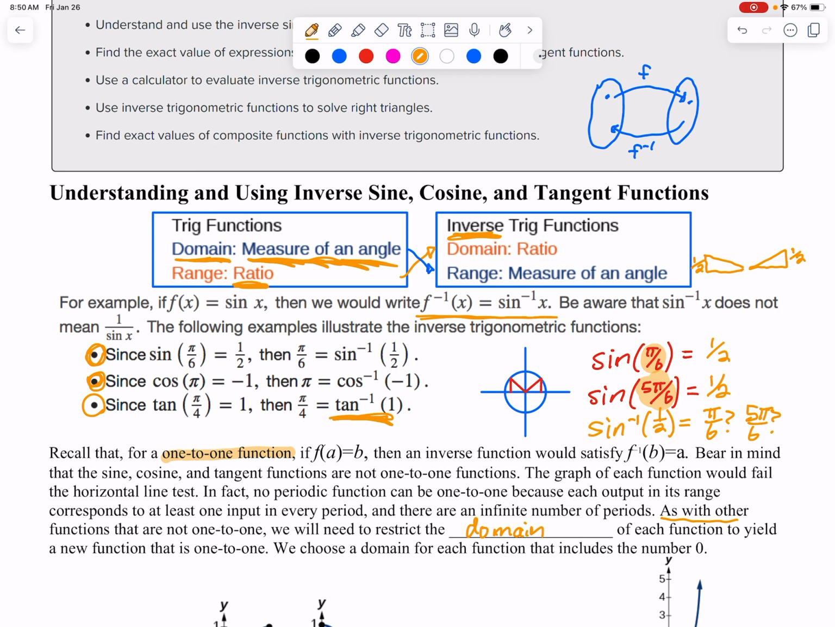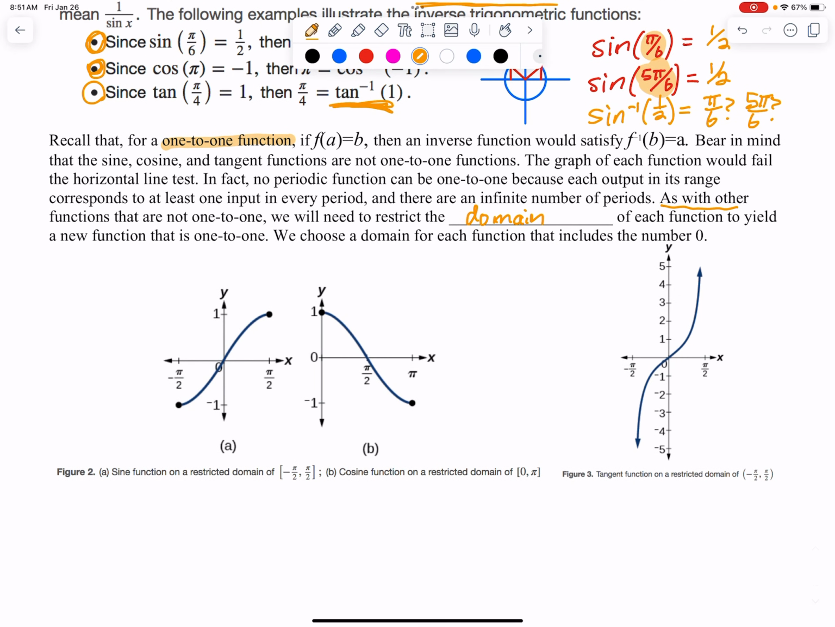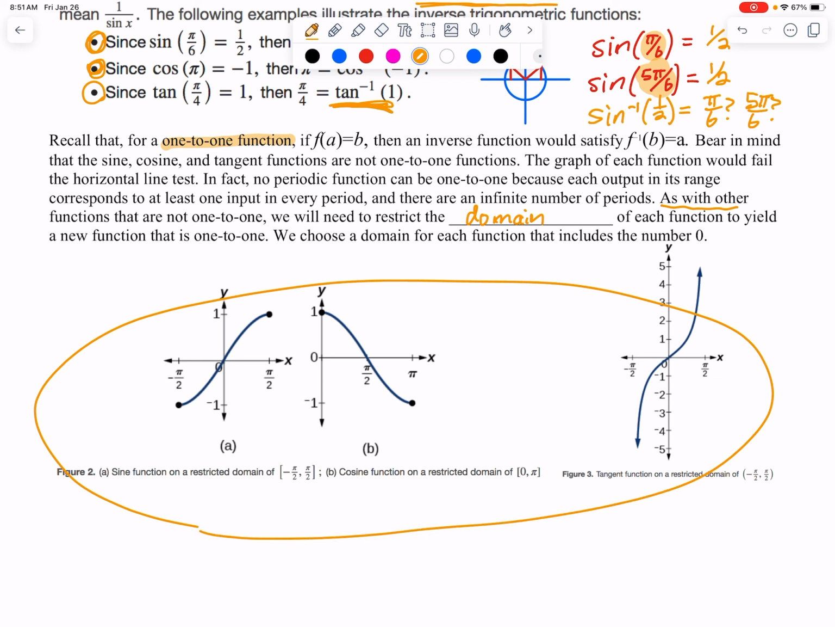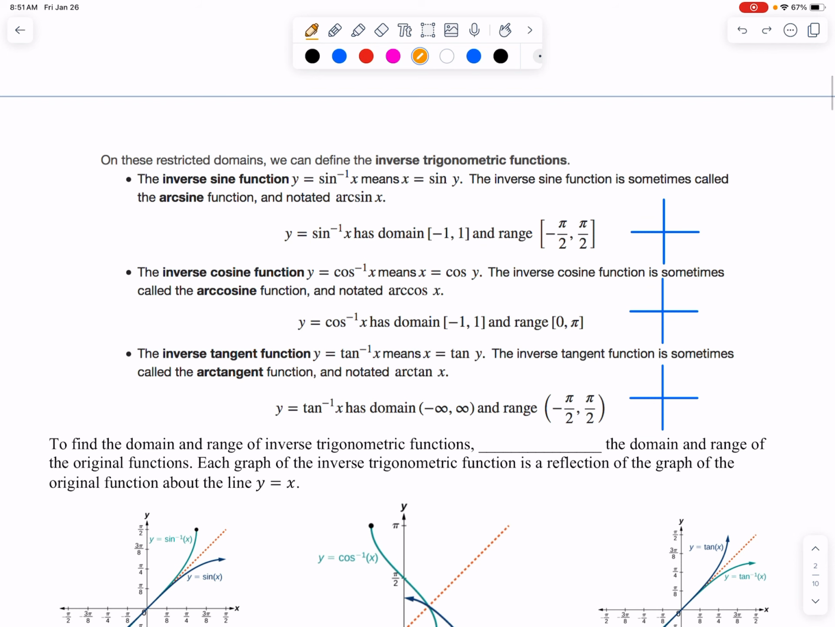So we're going to restrict the domain. Graphically, here they are. I don't like that our book gives us this so early. We're going to talk about these later, so I don't need you to stress out about those. I don't need you to sit and stare at them and try to memorize them or anything like that. We are going to eventually graph all of these things. So let's talk about it in a different way.